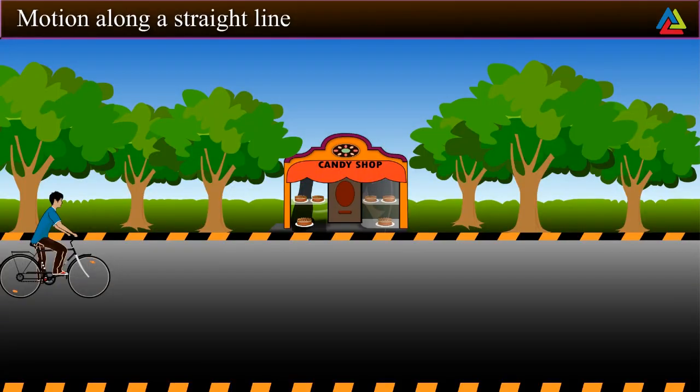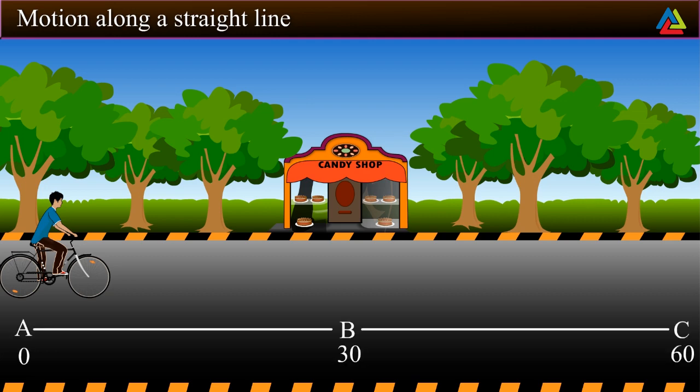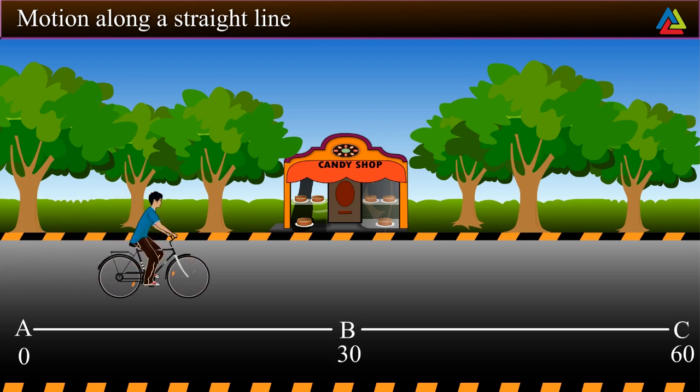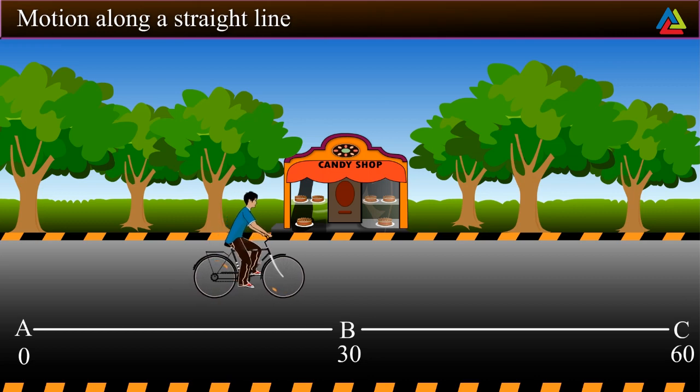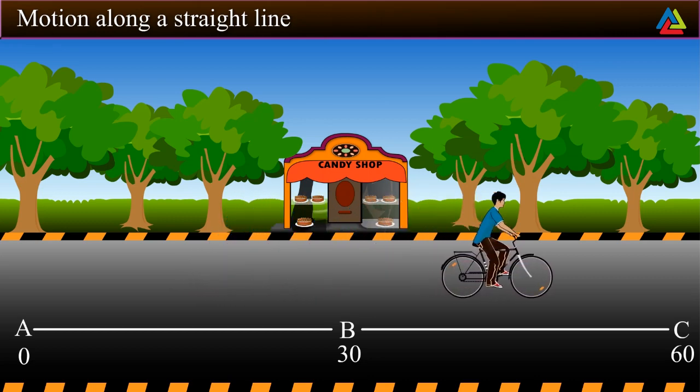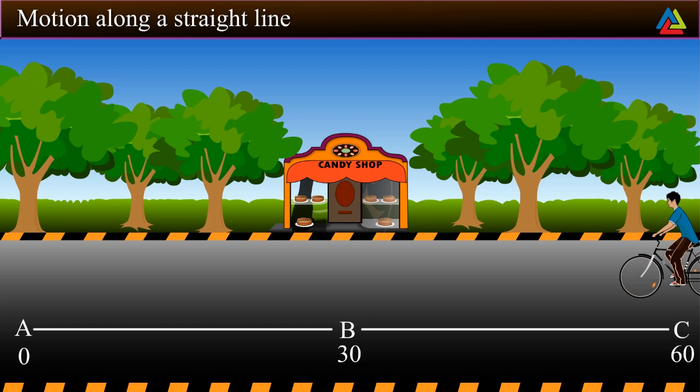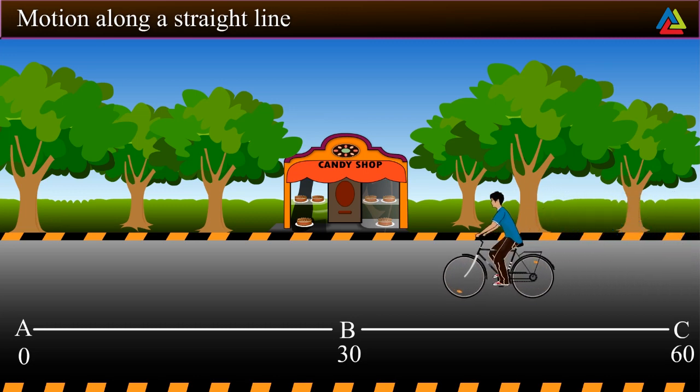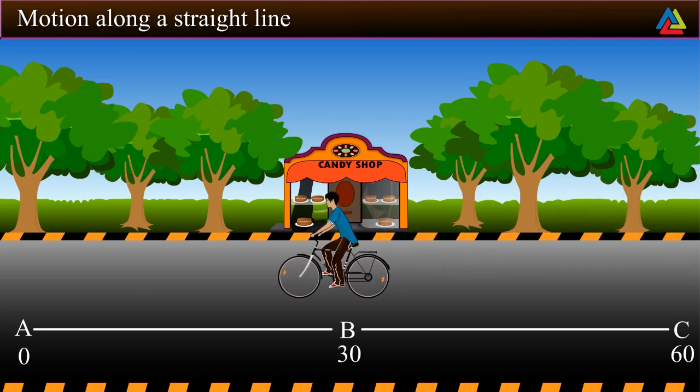The path of the motion of an object can be curved or along a straight line. The simplest type of motion is the motion along a straight line. Let AC be a straight line path. Let Ravi start on his bicycle from point A. He crosses a candy shop at B. He reaches point C. And then he realizes that he should buy some candies. He returns back from point C to point B.